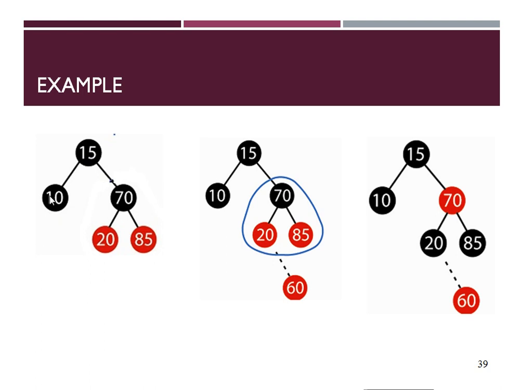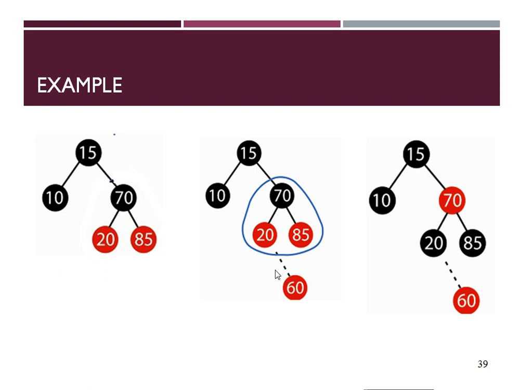15 is there as the root node, 10 is the left child, which is obviously less than 15, and 70 again, which is greater than 15. Then further at 70 you have child nodes 20 and 85. So this is okay till then. If you have another node to be inserted, which is 60 here, then the problem is what? See, in the red black tree the property is getting violated.